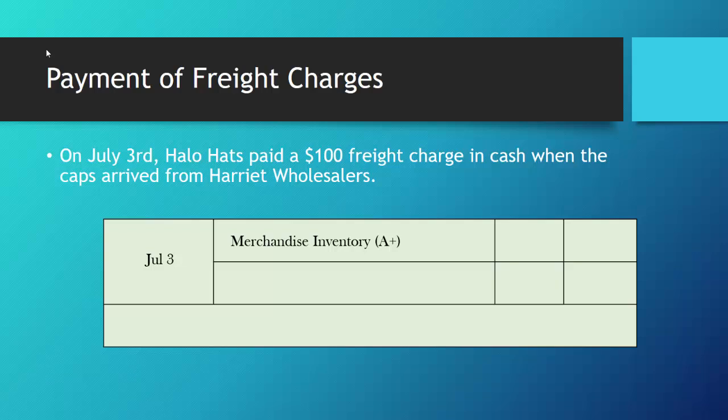Why? Because merchandise inventory tracks the amount that we paid to get merchandise to our store, on our shelves, or in our warehouse in a sellable condition. Well, delivery is definitely part of that. So instead of recording this as some kind of expense, we're actually going to put this extra $100 into our merchandise inventory asset account. And our credit is how we paid for this freight charge, and that is cash for $100. We paid a freight charge for inventory delivery.